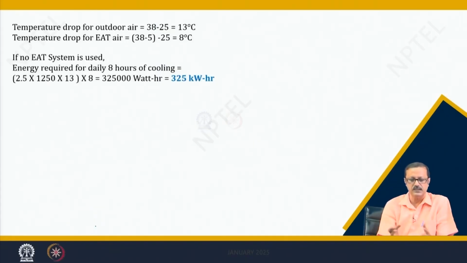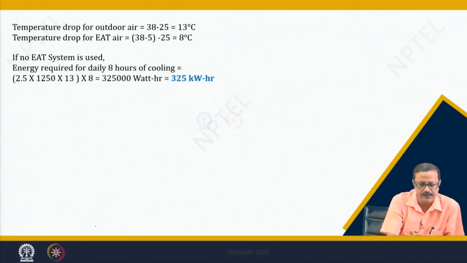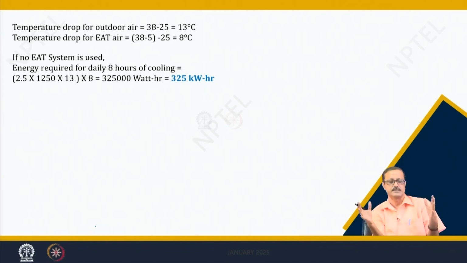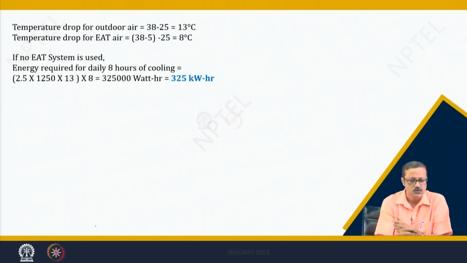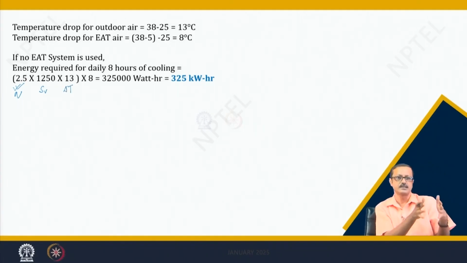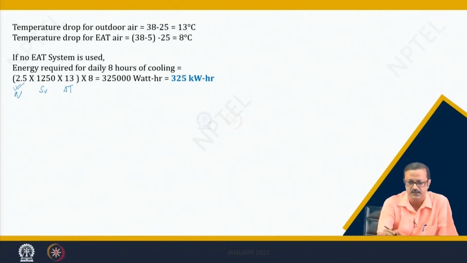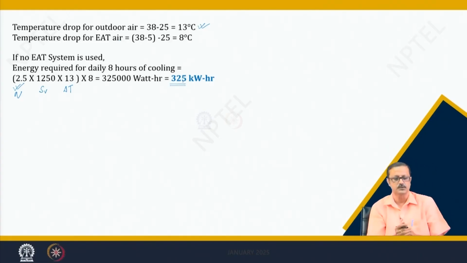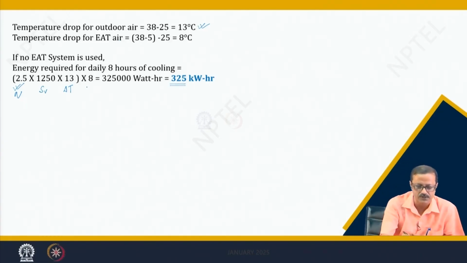Similarly, now I can find out how much energy is required through the EAT system. First, if there is no EAT system, all the 100% air is treated by the air conditioning unit. So your total flow rate is 2.5, that is your Q, this is your SV, and this is your delta T, 13 degree. Why 13 degree? It is 38 degree to your 25 degree. So that is your 13 degree temperature drop if you do not have any kind of EAT system. So this 325 kilowatt hour is the total energy demand for 8 hours of operation.